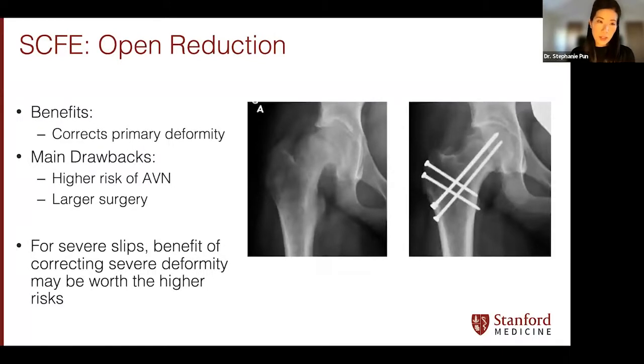With open reduction, the benefit is that you can correct the primary deformity and have better hip function. But the main drawback is that these require larger approaches, larger surgeries, and higher risk of AVN. So for severe slips, you have to weigh the benefit of correcting a severe deformity if it is just unacceptable, and it may be worth the higher risk.